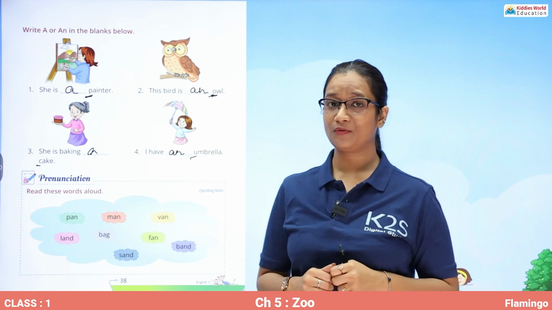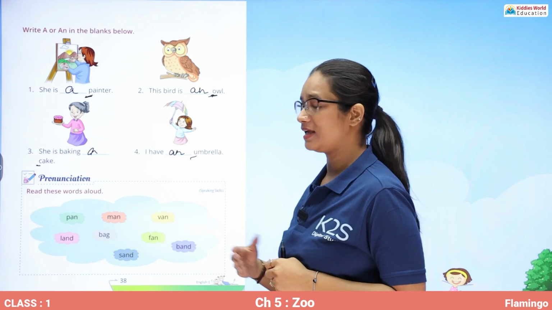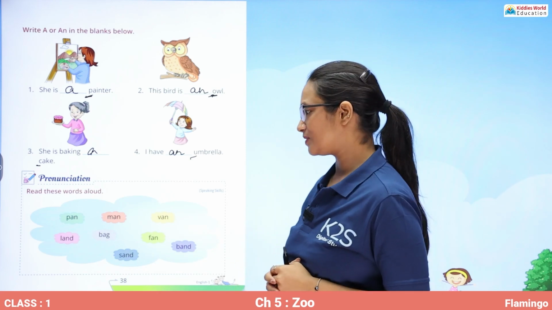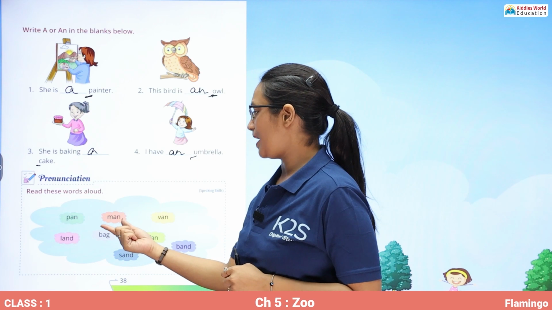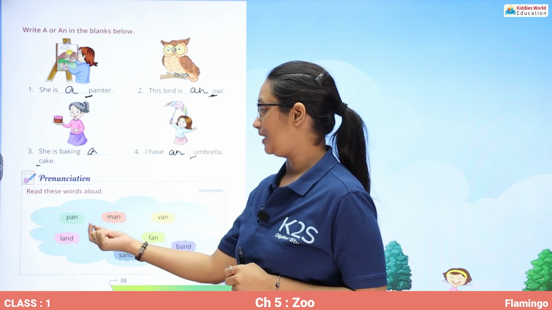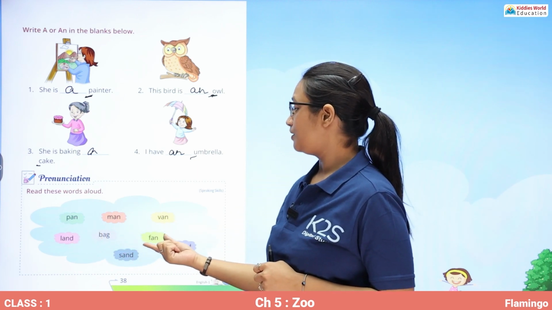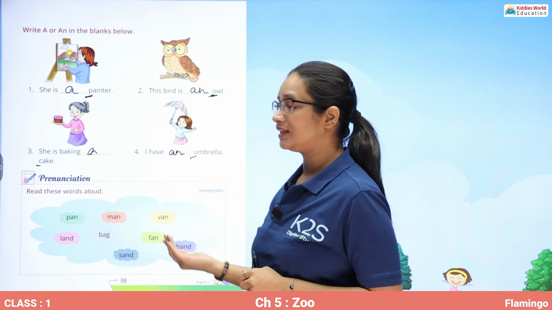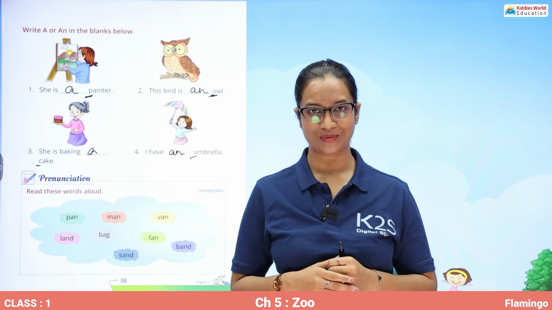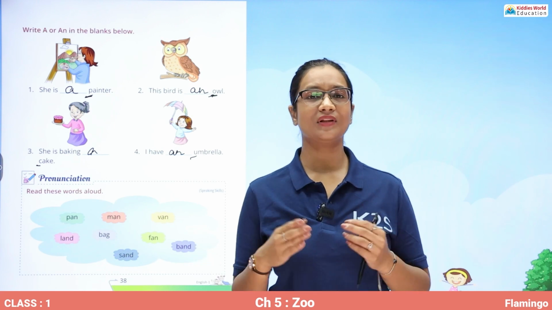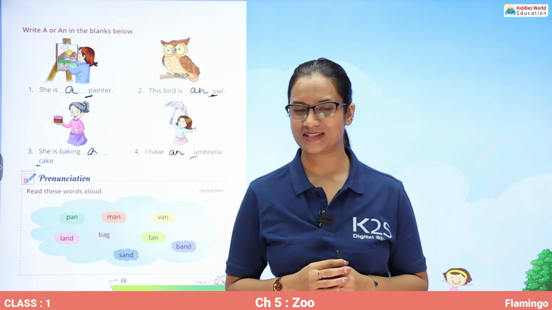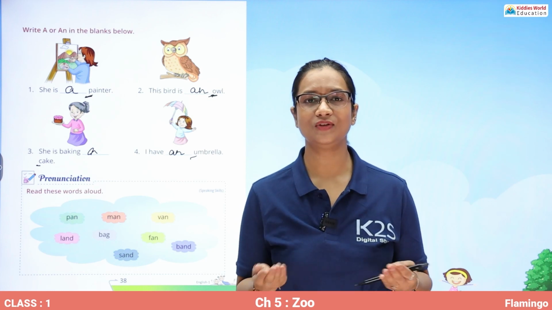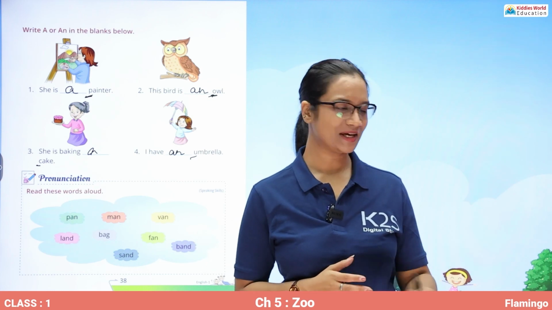And then we are going to understand a few pronunciation words. It goes like pan, man, van, land, bag, fan, band and sand. So these are the words that you are also supposed to say out loud so that you can understand their pronunciation. And do not forget to use these words in your daily life.